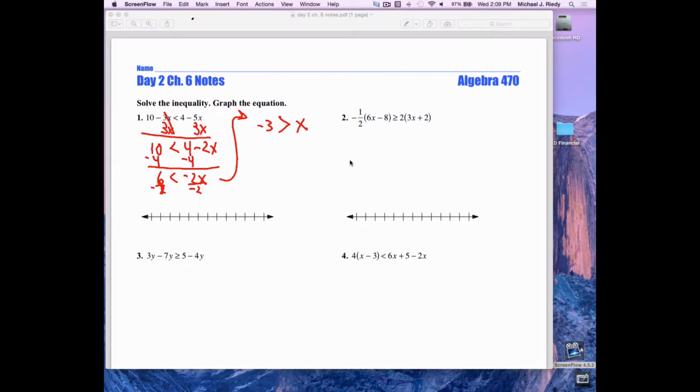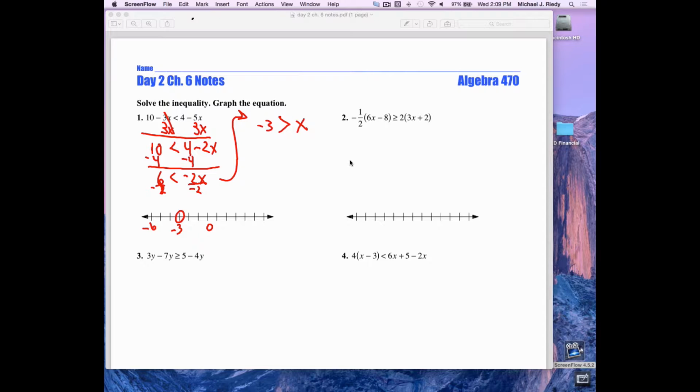What's my critical number? Negative 3. So solid dot or open circle? Open, because it's greater than. So we'll put negative 3 over here. Negative 3, negative 2, negative 1, 0. Put a 0 in there. And then let's pick a number over here like negative 4, negative 5, negative 6.